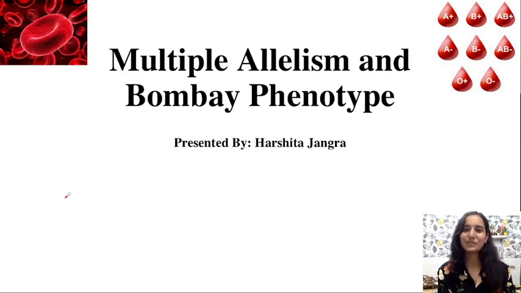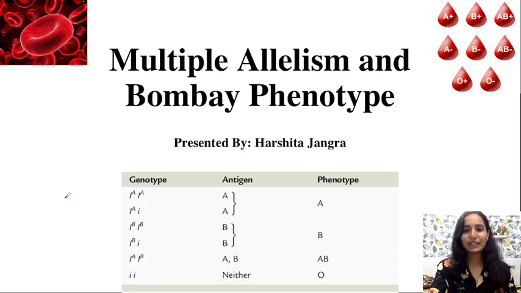So today in this lecture video, we'll be talking about multiple allelism and the Bombay phenotype. As we all know, one gene that codes for a phenotype has two allelic forms located on loci of homologous chromosomes. But what if there are more than those two forms present in a population? These are termed multiple alleles.